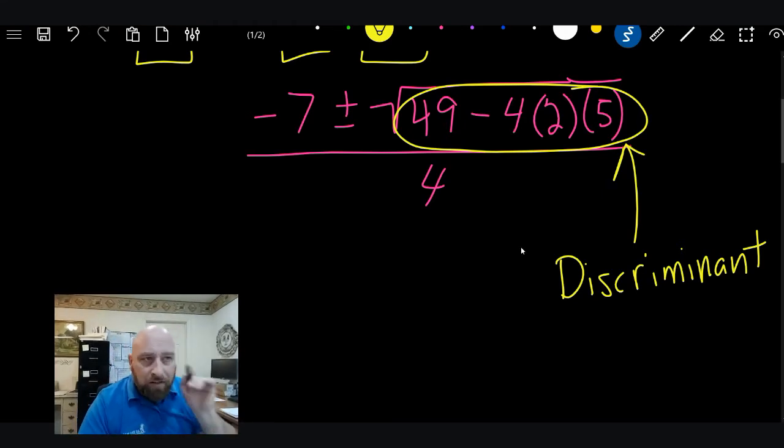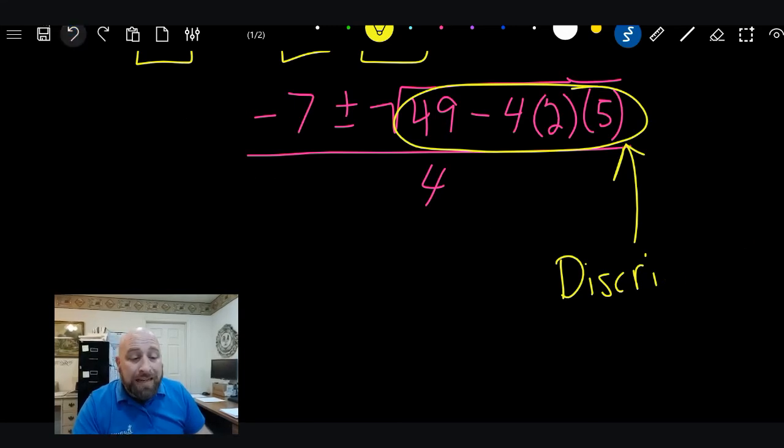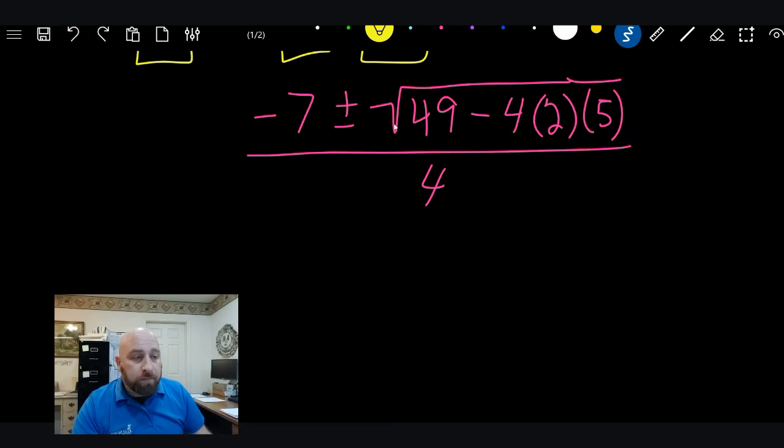But that discriminant tells us some interesting things. But that's where we want to start. That's where we want to begin the process. So we'll go ahead and start there. I'll start with order of operations.